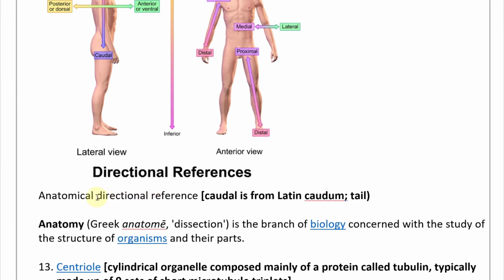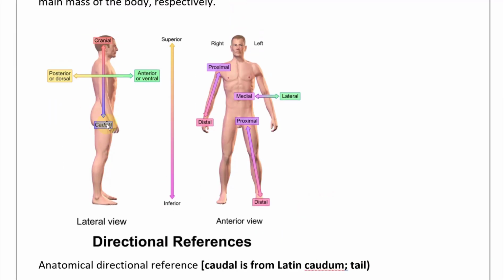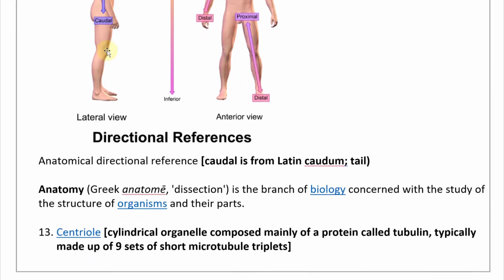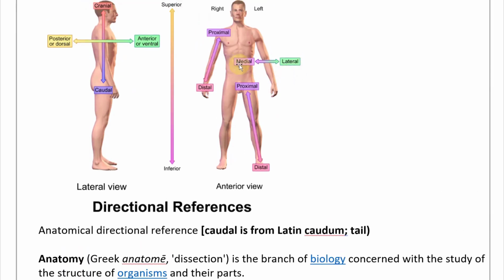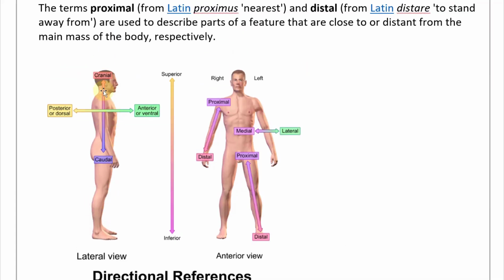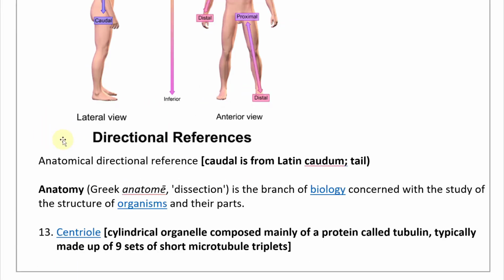So this is an anatomical directional reference. Caudal is from Latin caudum, or tail. So this is the caudal there, from Latin for tail. It's going towards the tail, and the cranial is upwards to the brain. And there are also the lateral ones. Medial is to the center, and lateral is away from center. And if you look at it from this side view, anterior or ventral, and then you have posterior or dorsal, going to the back, like a dorsal fin on dolphins and sharks.